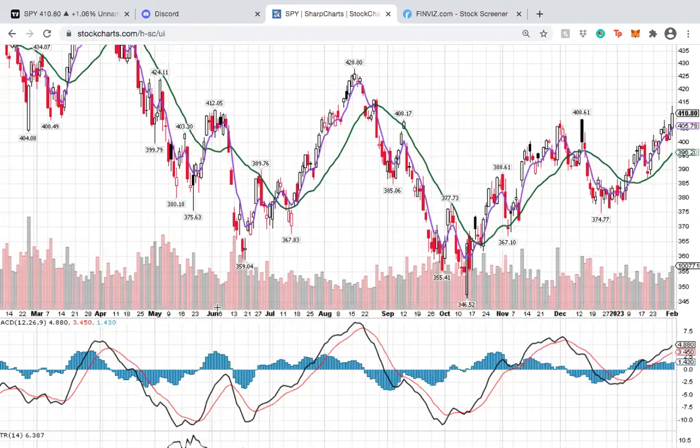So if you can't read a stock chart without the indicators, you got some work to do, right? And it'll take time, but it's just another challenge for yourself to be able to master your craft, right?